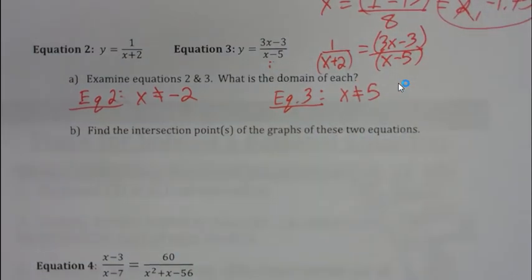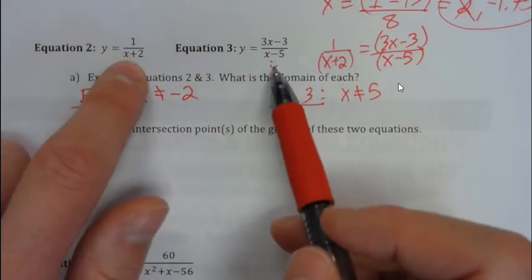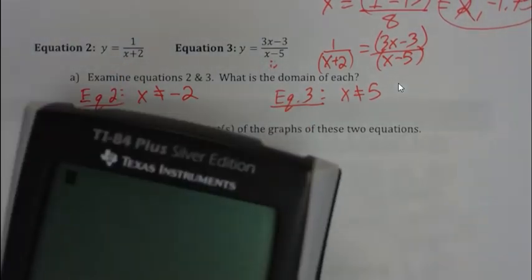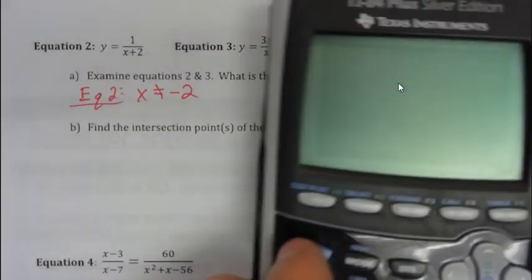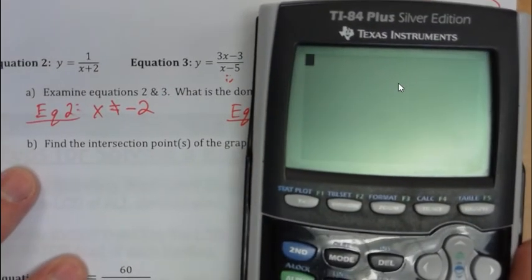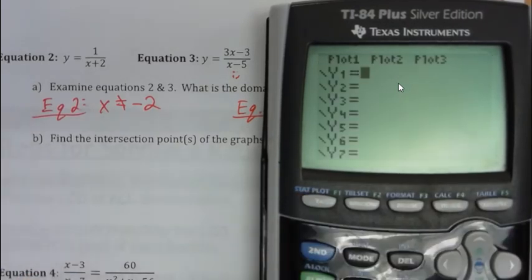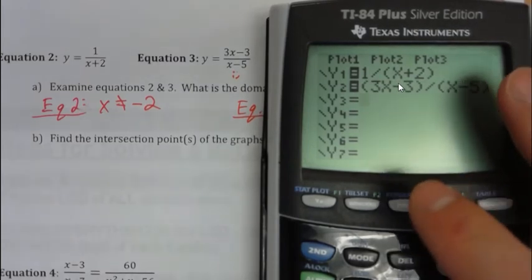And so we have that equation, and you would solve it by graphing them separately. On Desmos, that's really easy. But since I have my graphing calculator right next to me, we'll solve these using our graphing calculator as well. So I'll go into y equals, and I have 1 over x plus 2, and then I have 3x minus 3 divided by x minus 5. So I have my two equations, and then we're going to do our standard viewing window.